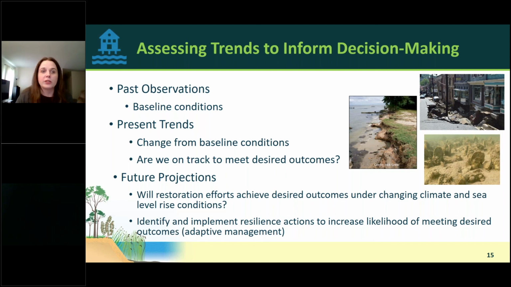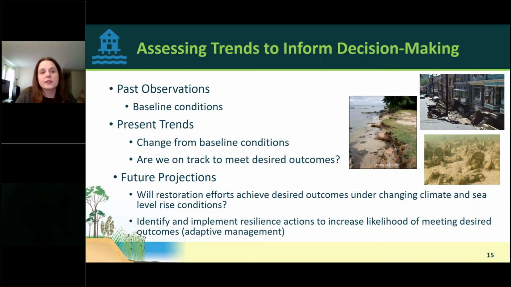We also look at present trends. So this is change from those baseline conditions, and we look to see, are we on track to meet the desired outcomes? In some cases we may not be, and we have to adapt and adjust. The one difficulty with climate change is that it changes the baseline on us. So we need to understand what future climate and its impacts would look like to make decisions around it. Future projections help us see if our present trends are on the right track to meet these future projections that we're seeing.